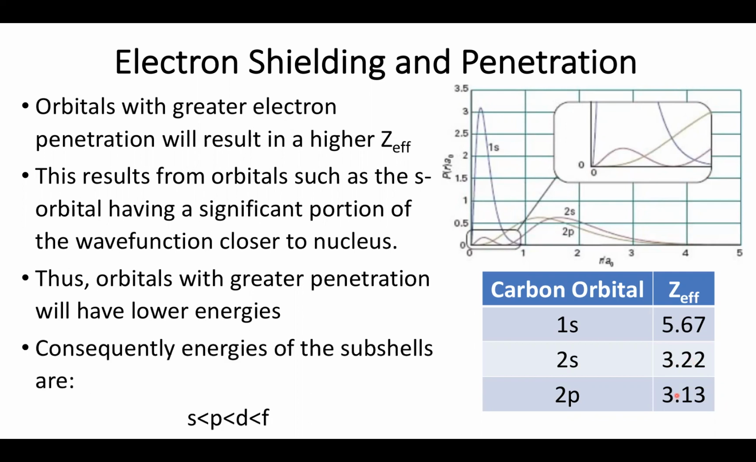And in general, we can order our subshells as S is more favorable than P, is more favorable than D, is more favorable than F. So what we're going to do over the next couple lectures is look at how these orbital energies can help us figure out orbital filling patterns and thus the interactions of a poly-electron atom.